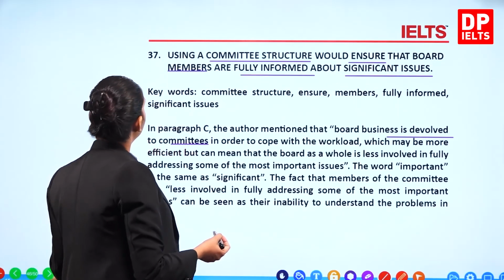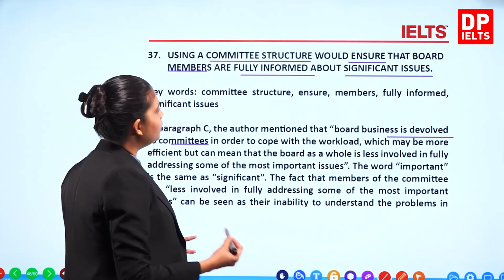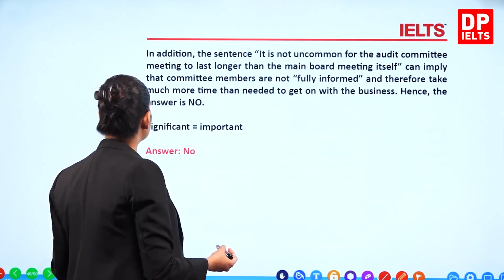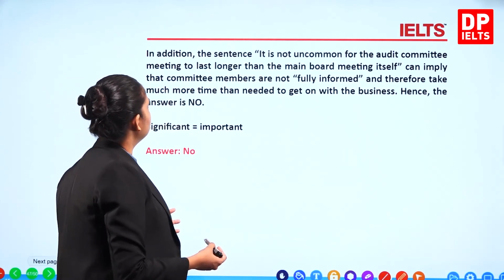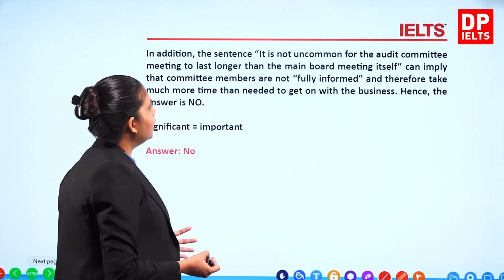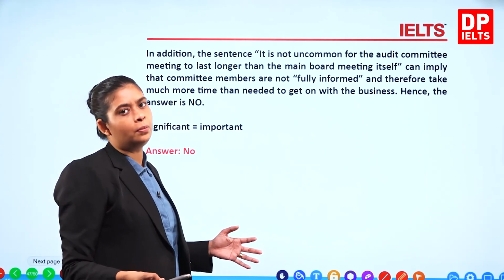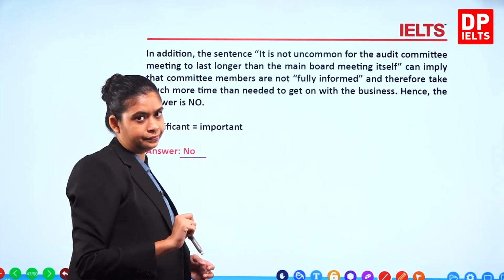So, if we come here, using committee structure would ensure that board members are fully informed about significant issues? Not really, right? It is not uncommon for the audit committee meeting to last longer than the main board itself. Can imply that they are not fully informed about it. So, definitely, answer would be no.